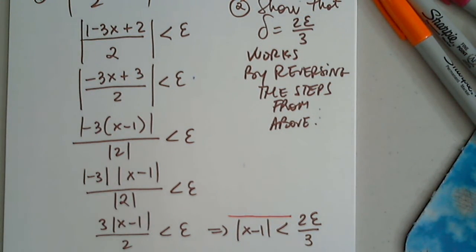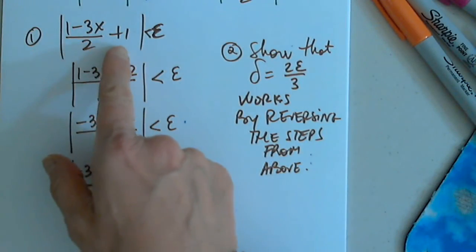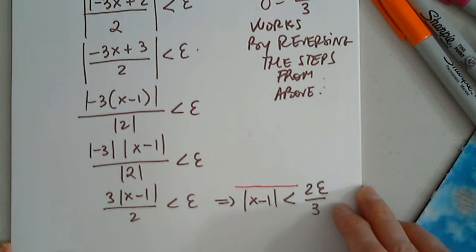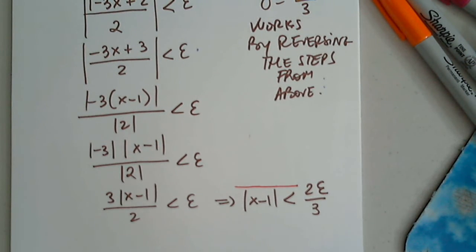There is no property that says that the absolute value of a plus b equals the absolute value of a plus the absolute value of b. There are only 2 properties we can use.